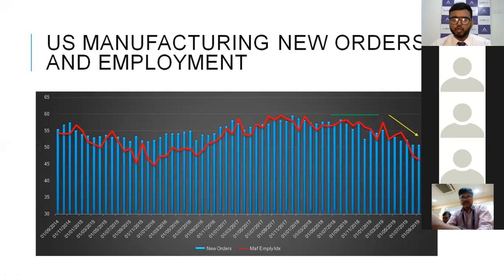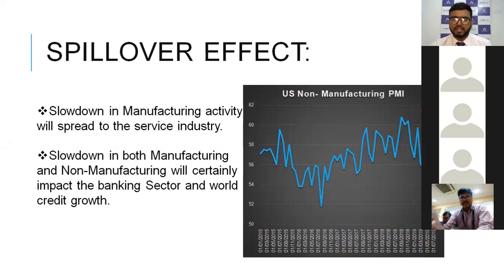And then when you go to new orders and employment, we are trying to understand how far this can go. You can understand from the new orders and the manufacturing employment index. Both indicate that the effect of the trade war is going to continue for some more time, because there is a slowdown in new orders. Companies are not receiving new orders, and there is also a slowdown in recruitment by manufacturing employers. And what happens if this continues for longer?